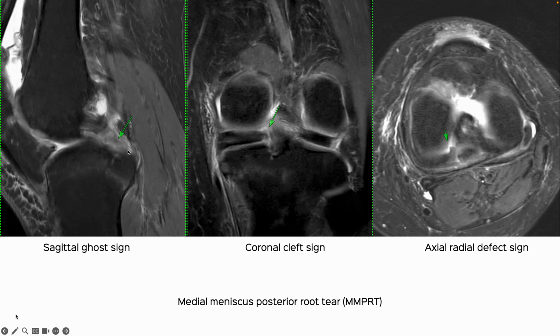The sagittal ghost sign, where when you're following the meniscus, suddenly you don't see it. It's as if the meniscus has ghosted you. The coronal cleft sign, which is very obvious, and the axial radial defect sign, which is also quite obvious. And typically, we can appreciate all three signs or two of these three signs, but when present, then the sensitivity and specificity is very high for a medial meniscus posterior root tear or the MMPRT.